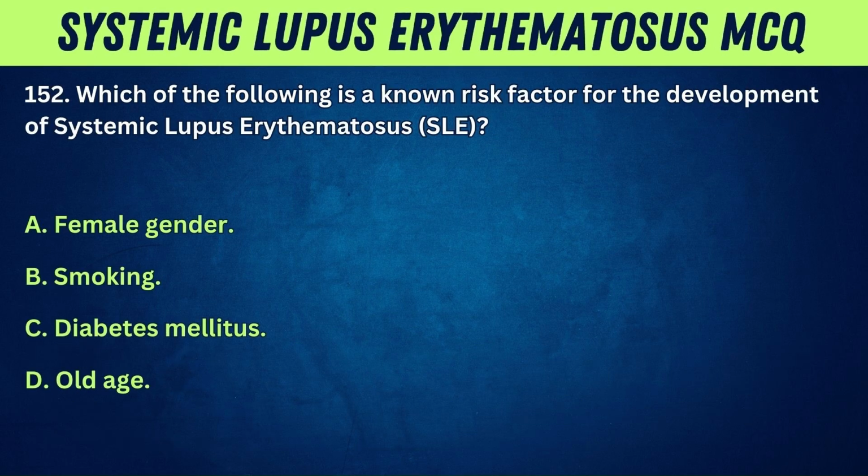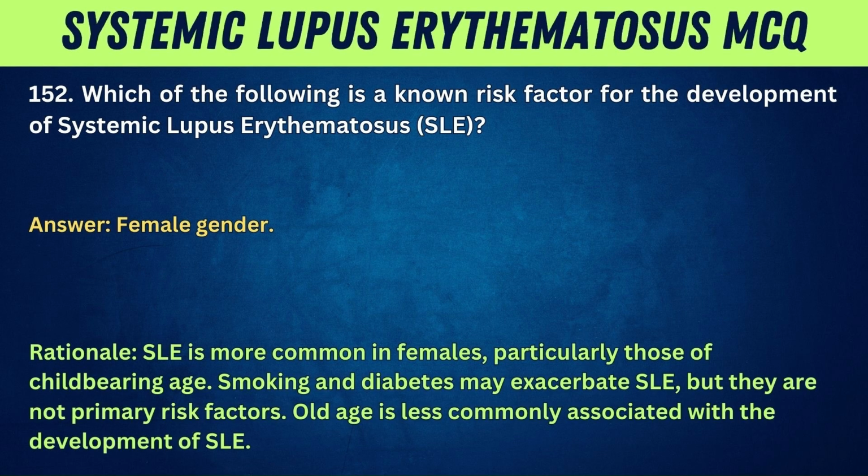152. Which of the following is a known risk factor for the development of systemic lupus erythematosus, SLE? A. Female gender. B. Smoking. C. Diabetes mellitus. D. Old age. Answer: female gender. Rationale: SLE is more common in females, particularly those of childbearing age. Smoking and diabetes may exacerbate SLE, but they are not primary risk factors. Old age is less commonly associated with the development of SLE.